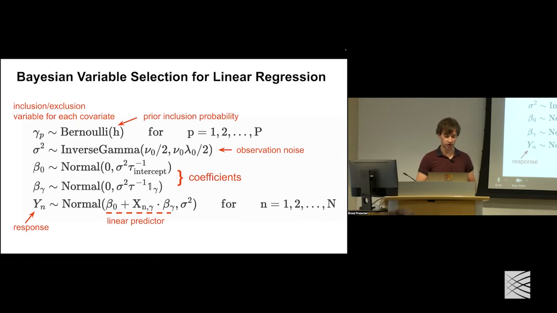And once we've drawn all those variables, then we can form a linear predictor in the normal way, beta naught plus x times beta. And that will define our actual predictor. And around that predictor, again, there's this sigma squared noise, and that will define our likelihood. So y is drawn from this normal likelihood.